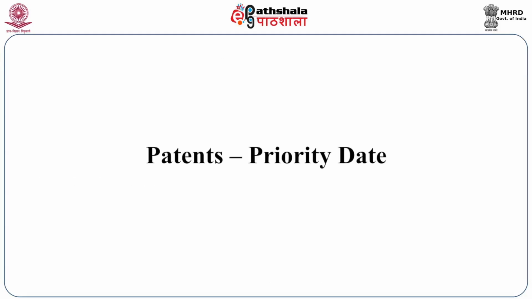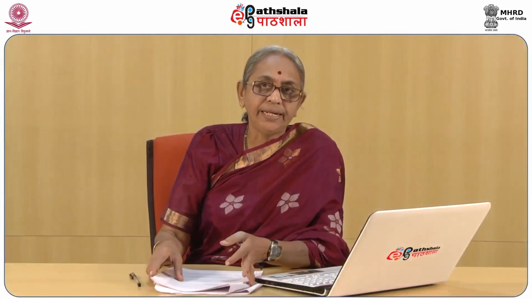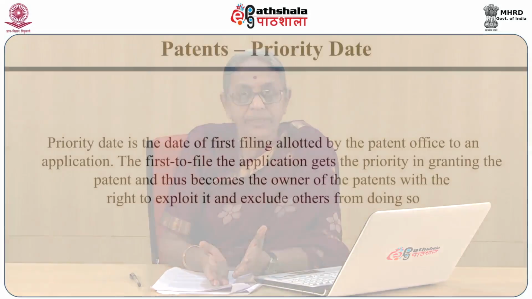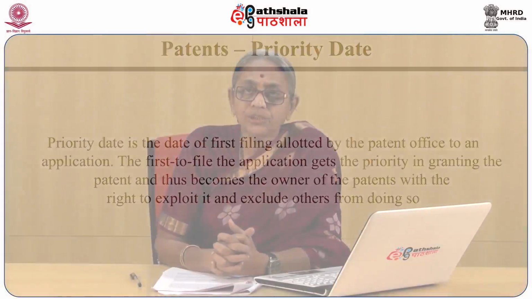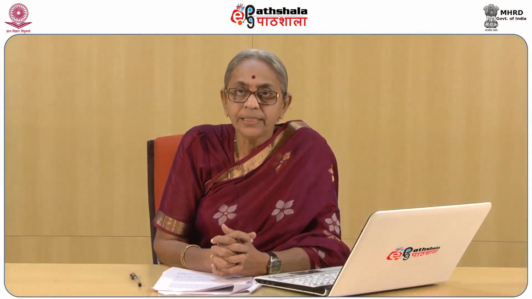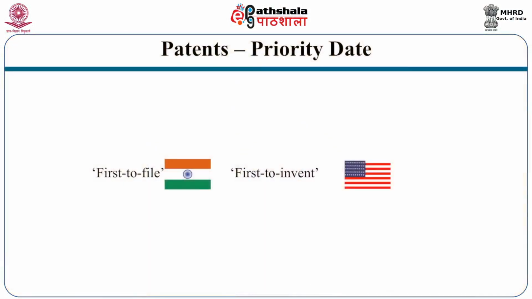Then we come to what is called priority date. I mentioned a little about filing date when we were looking at PCT. So, what is priority date? Priority date is the date of first filing allotted by the patent office to any application. The first to file the application gets the priority while granting the patent, and thus ownership of the patent is given to the person who files first. However, this is not the case everywhere. Some countries have what is called first to invent, an example is the United States of America, whereas India follows the first to file criteria.